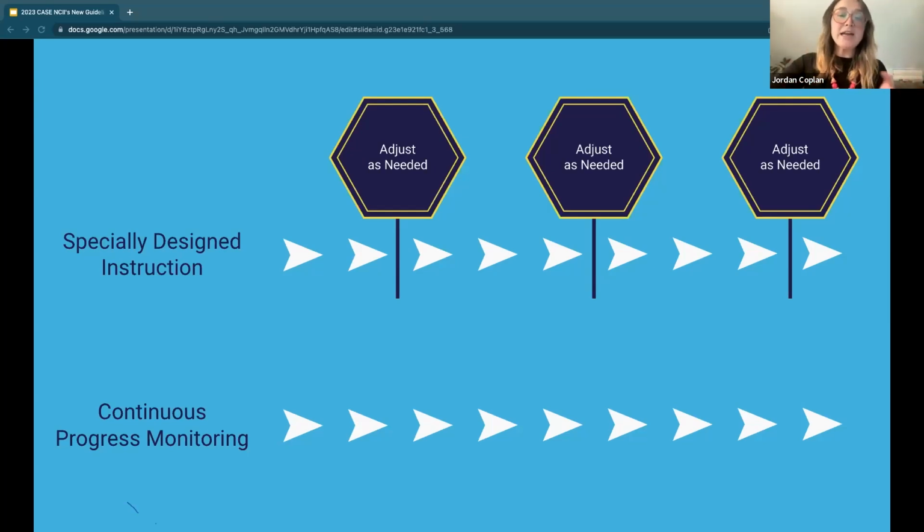If progress monitoring data is not showing growth, the team is expected to make adjustments to the student's IEP. NCII recommends changing the instructional delivery, the content, or the methodology in an IEP when the progress monitoring data does not show growth. So again, most importantly, this data gives us the opportunity to make timely changes to the instruction if the student is not growing.